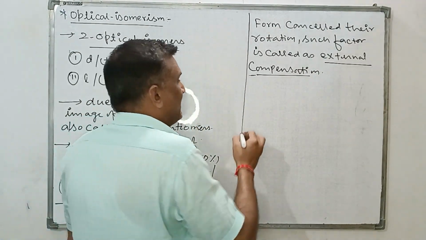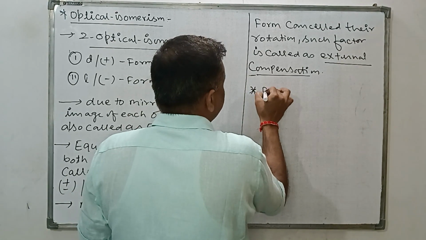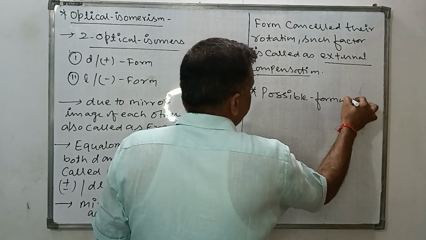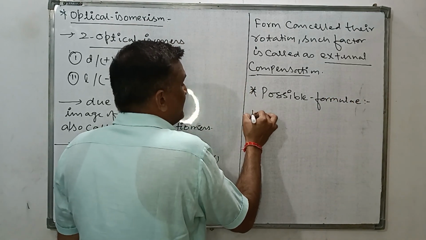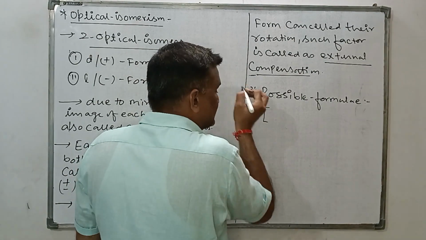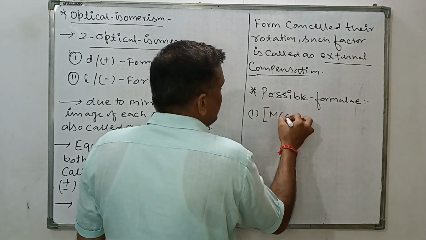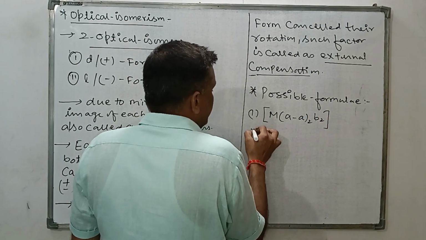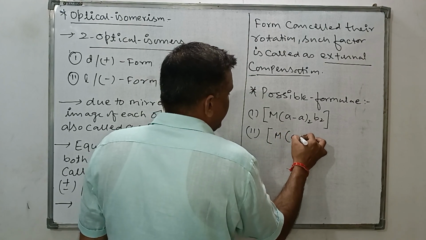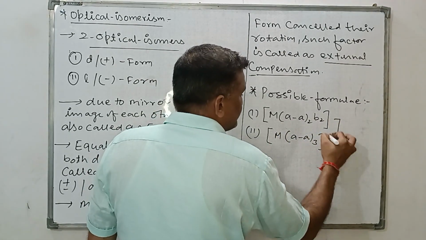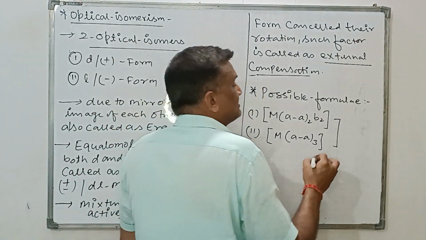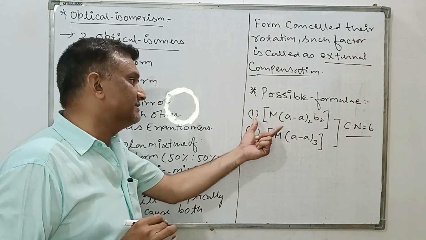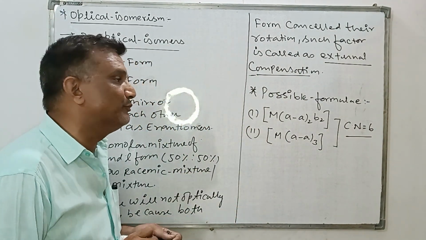If we go with the possible formulae for optical isomerism, these are the possible formulae: MA2B2 and MAA3, both for coordination number 6. So first of all, we'll go with the first formula, MAA2B2.